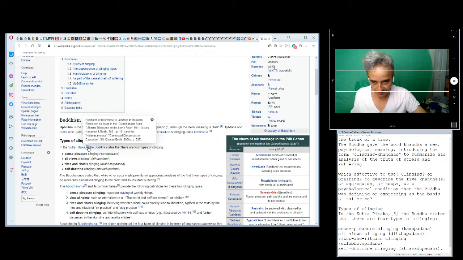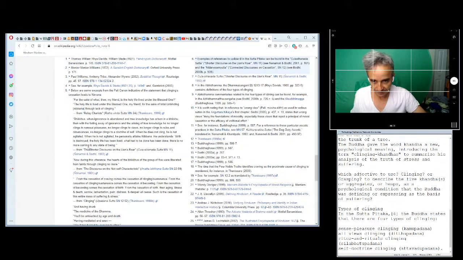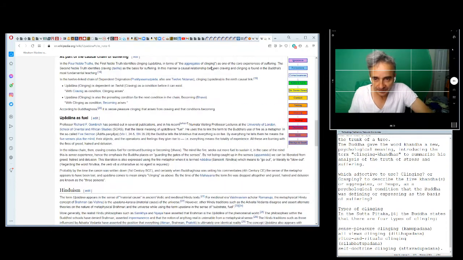I'm interested in the Abhidhamma. The Abhidhamma is ancient Buddhist texts which contain detailed scholastic presentations of doctrinal material appearing in the Buddhist sutras. It also refers to the scholastic method itself, as well as the field of knowledge that this method is said to study. So, the Abhidhamma texts and commentaries provide the following definitions for these four clinging types.